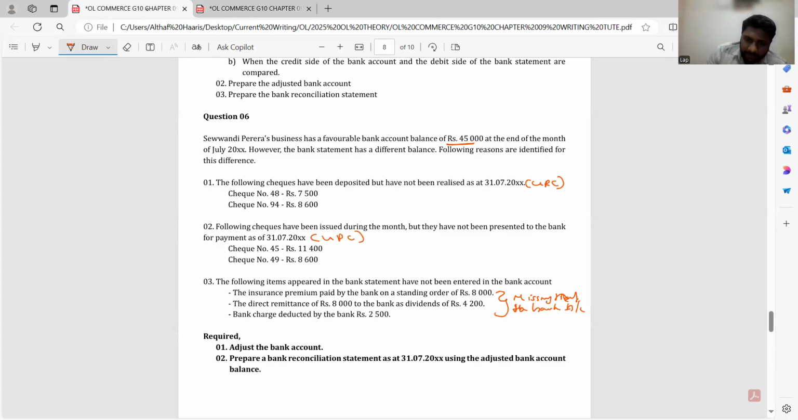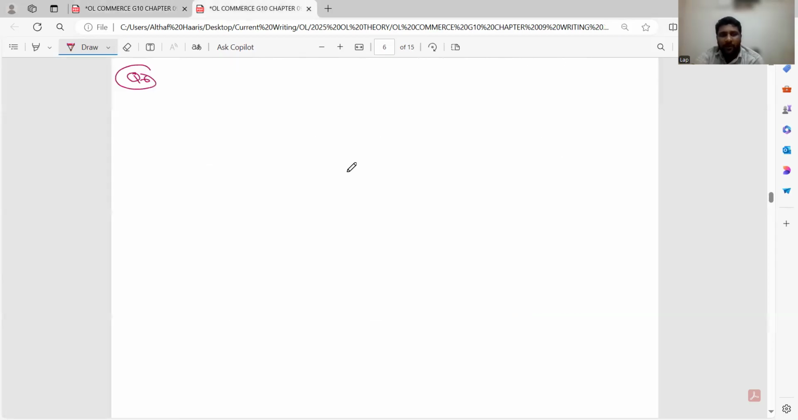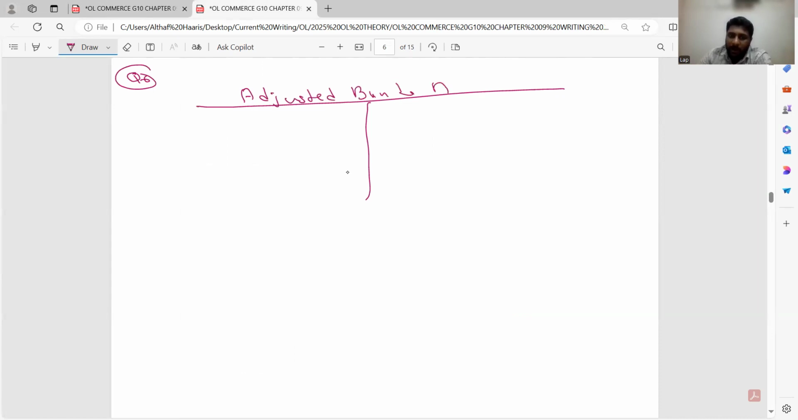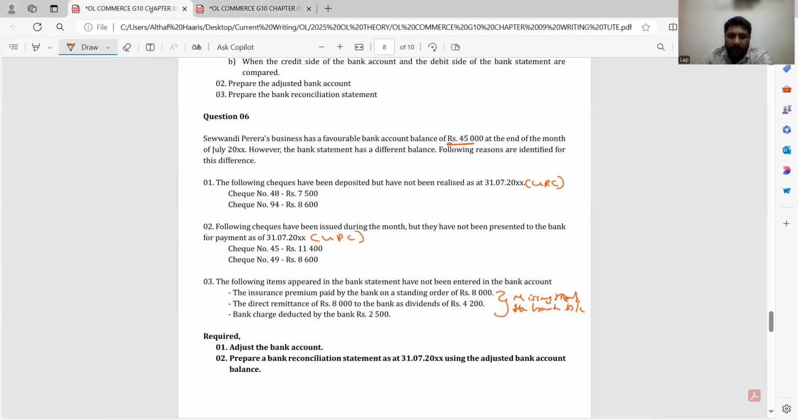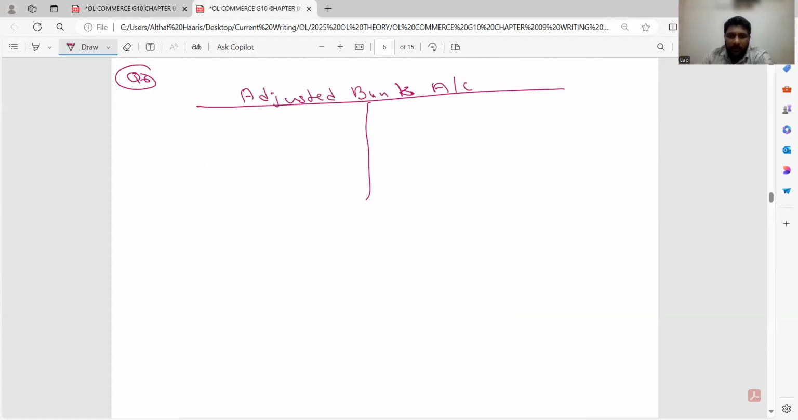So we have to add them and find the corrected bank account balance, since they are missing in our accounts. So we'll find the adjusted bank account. Here, the wrong balance is 45,000.